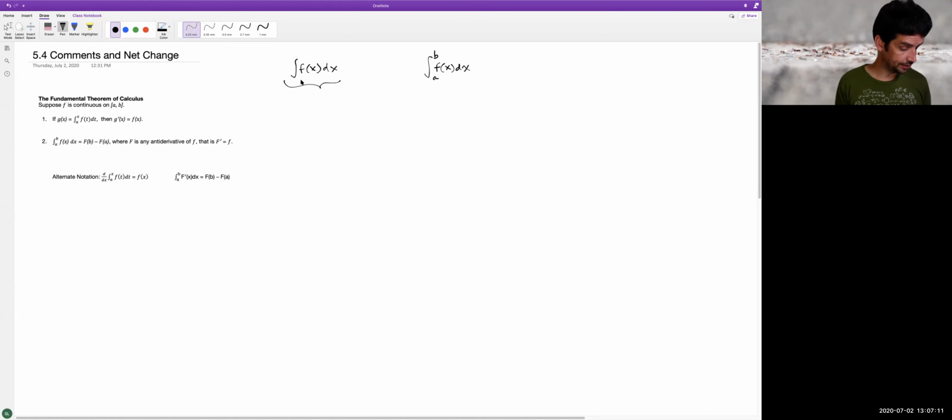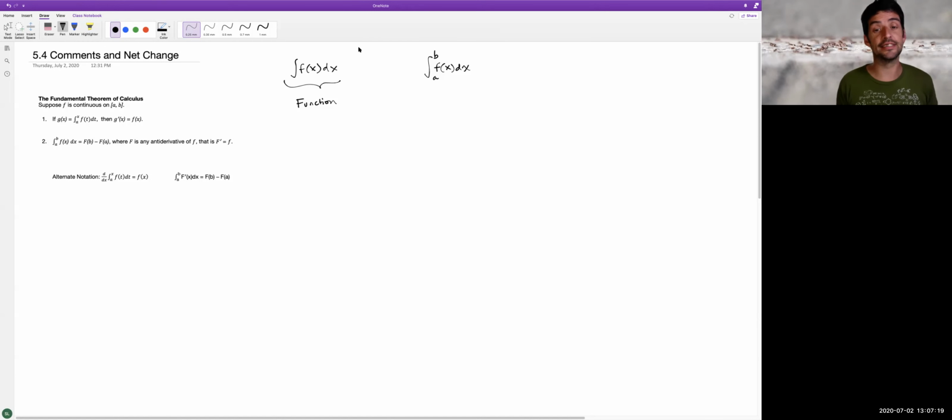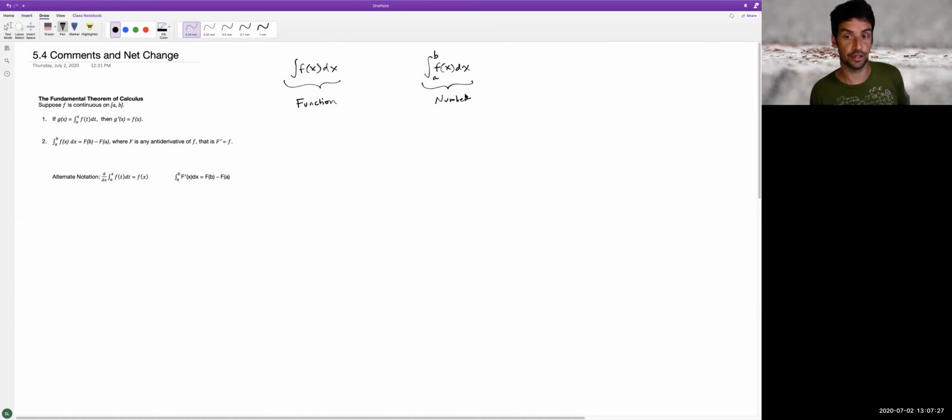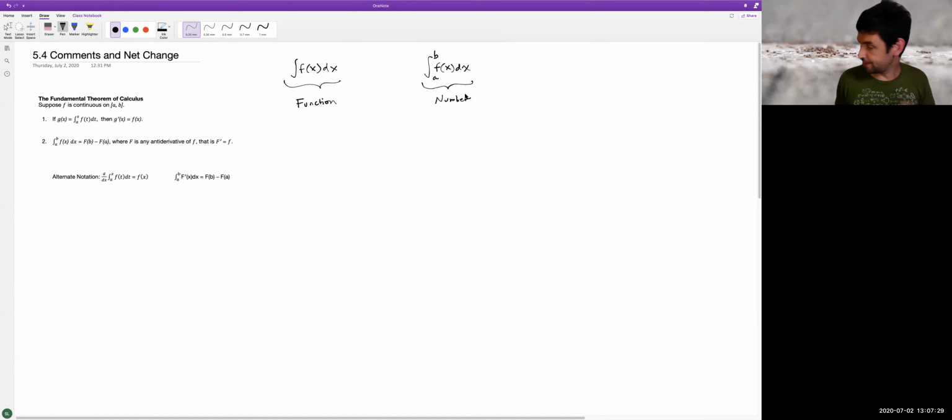This here produces a function. When we've computed one of these, we end up with a function, an antiderivative. And when we've computed one of these, we end up with a number, which represents the signed area under a function. Functions and numbers, unless it's a constant function, are very different things. And even when it's a constant function, we're still thinking about it as quite a different thing. So we have to be careful as we move forward.